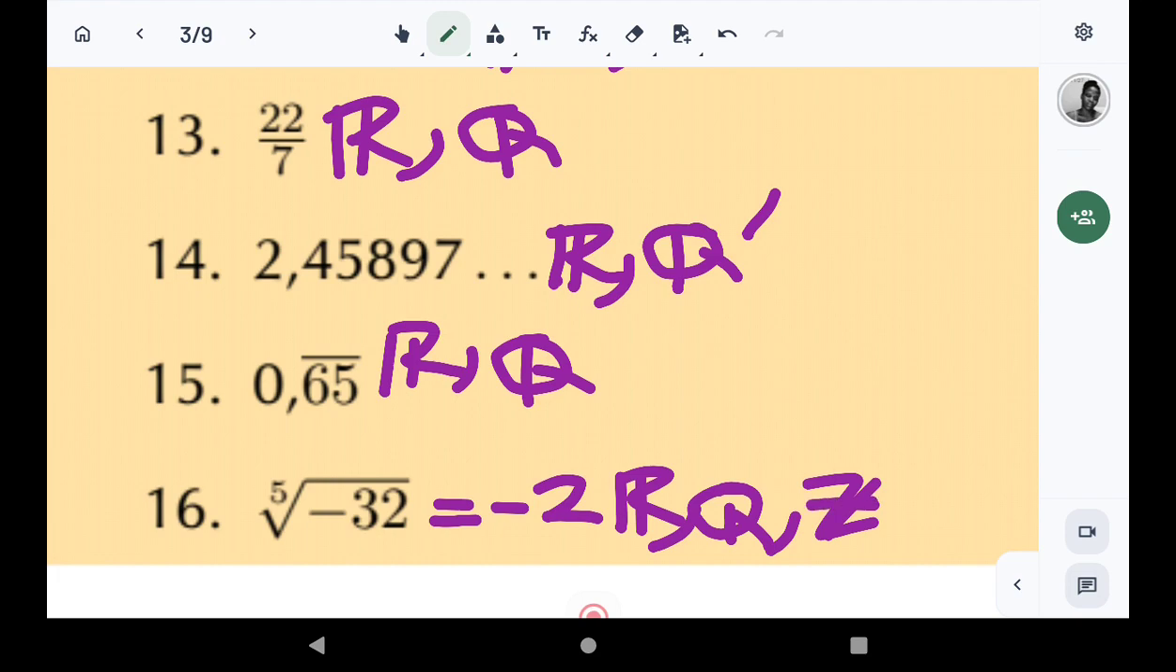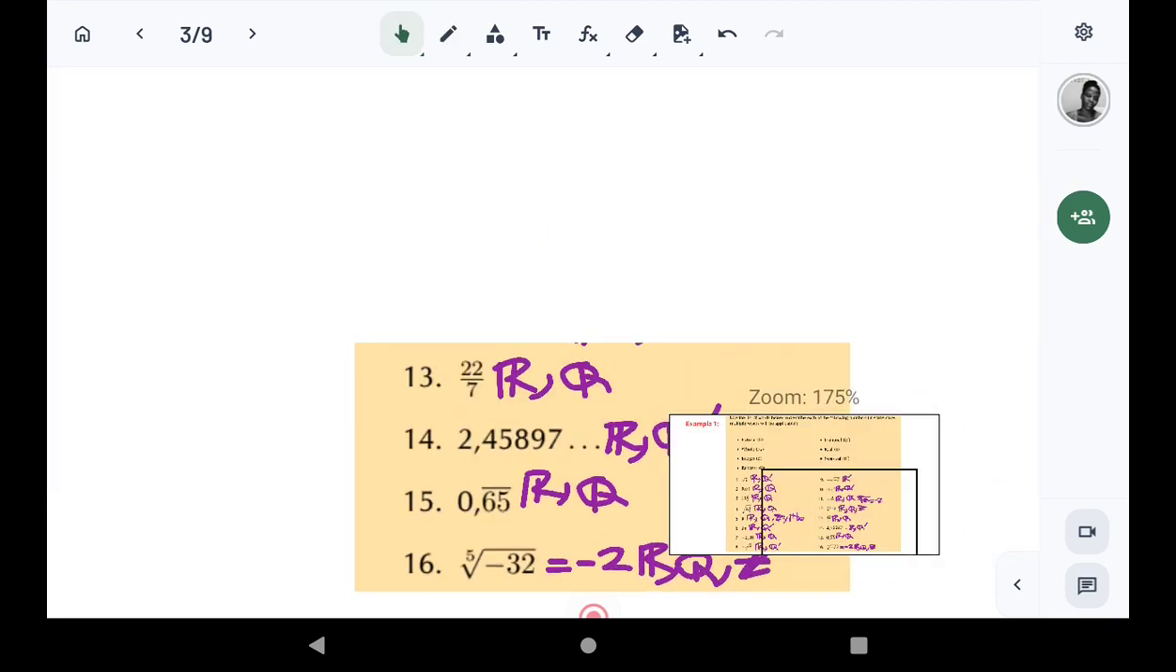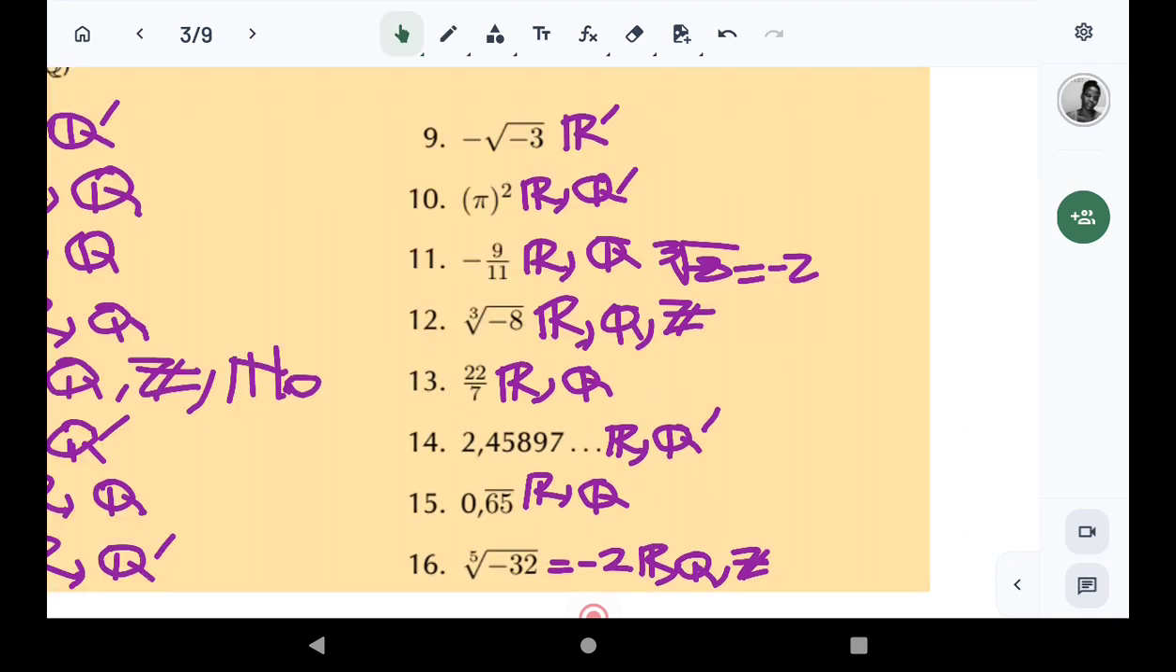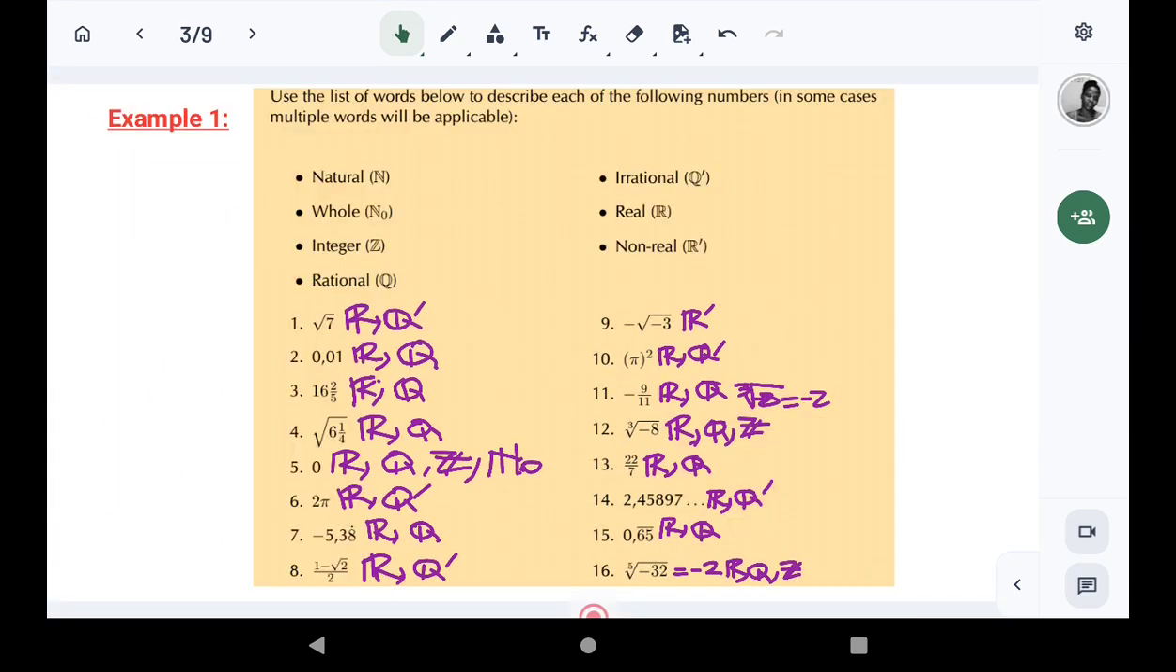And that's how you classify numbers. I hope now it is a lot clearer for you and easier to classify numbers.